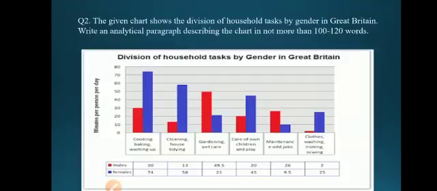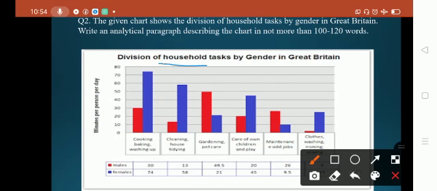The given chart shows the division of household tasks by gender in Great Britain. Write an analytical paragraph describing the chart in not more than 100 to 150 words. Now look at it carefully. Division of household tasks by gender in Great Britain. So, minutes per person per day. Okay, so this is a timeline.